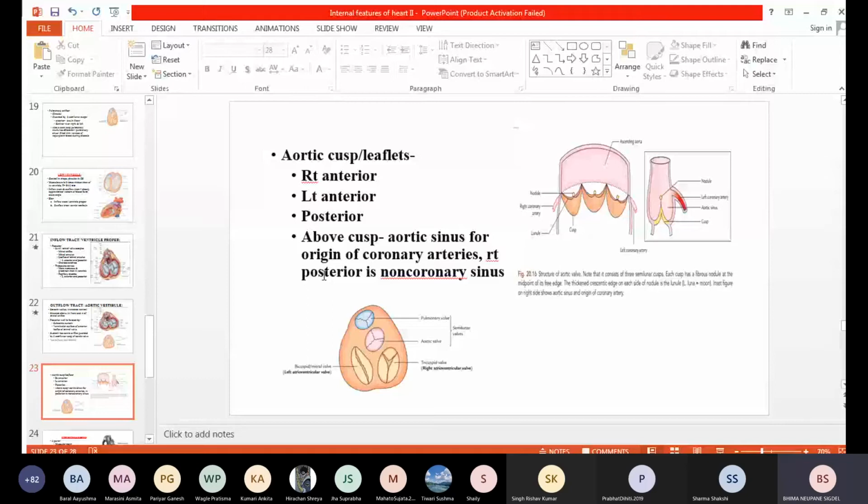It's a very long topic actually. So now moving towards the partition between the two ventricles. We have completed the interior of the right ventricle and the interior of the left. Now moving towards the partition or separation between these two ventricles. You can see two colors only.